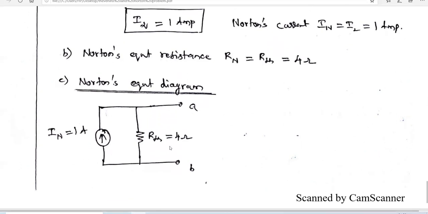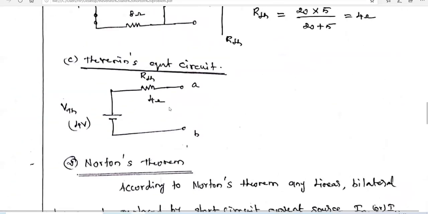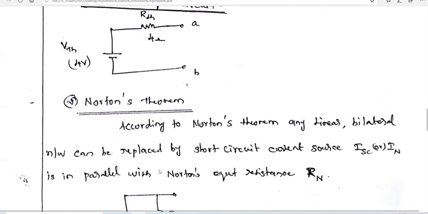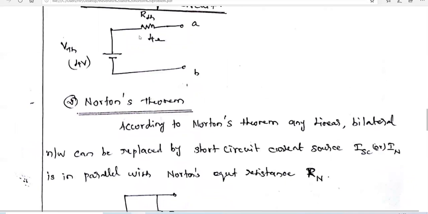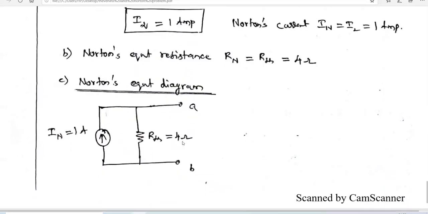Already I said we can directly convert. Using the source transformation technique, the Thevenin's equivalent circuit may be converted into the Norton's equivalent circuit. What is the source transformation technique? A voltage source in series with a resistance can be converted into a current source in parallel with the same resistance. So this resistance RTH is nothing but RN. What is the value of this IN? This IN is nothing but this voltage divided by the resistance. So 4 divided by 4, it is 1 amp. So we will get the same answer. This is said to be the Norton's equivalent diagram.